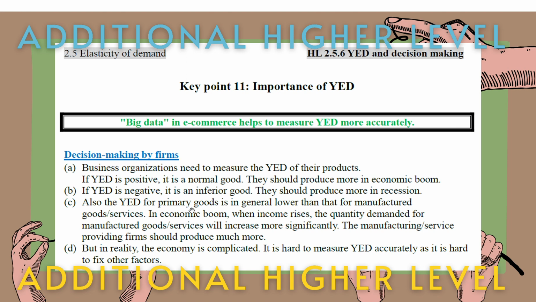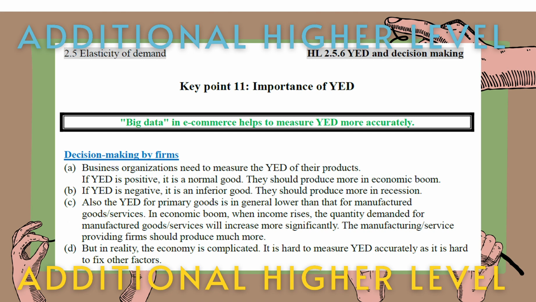Also, YED for primary goods in general is lower than that for manufactured goods. So when income increases, the manufacturing sector will grow bigger, and later on the service sector will grow bigger too. When the economy grows, we will see the primary sector shrink, the manufacturing sector grow, and then the service sector grow.